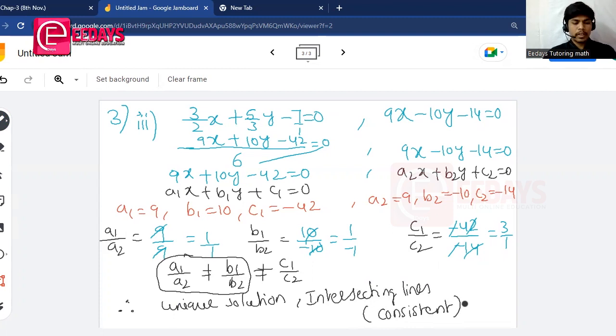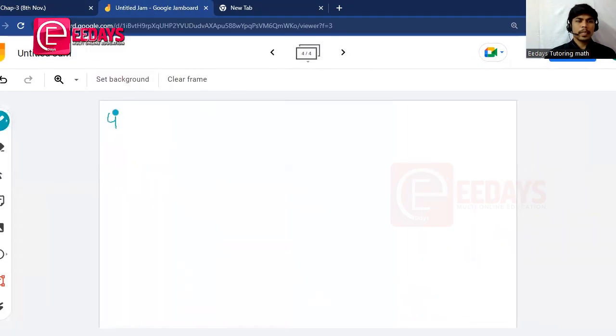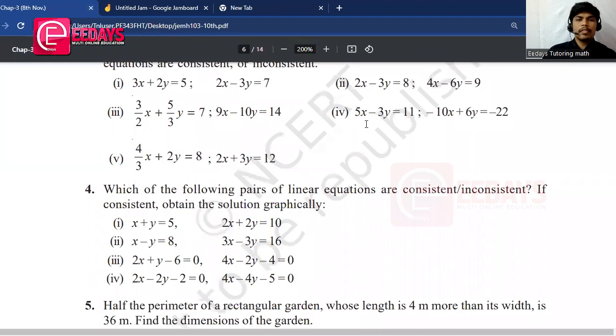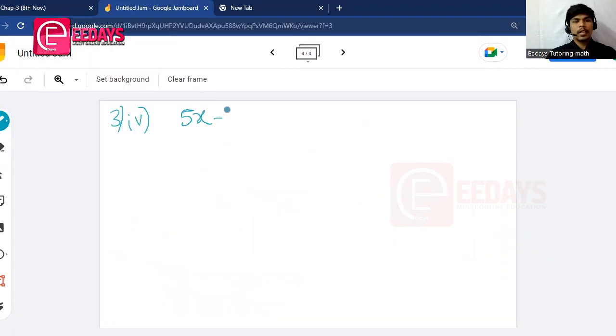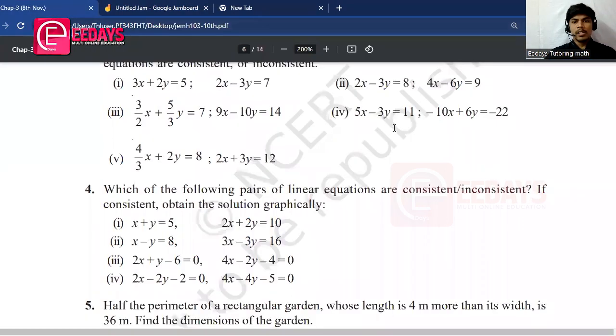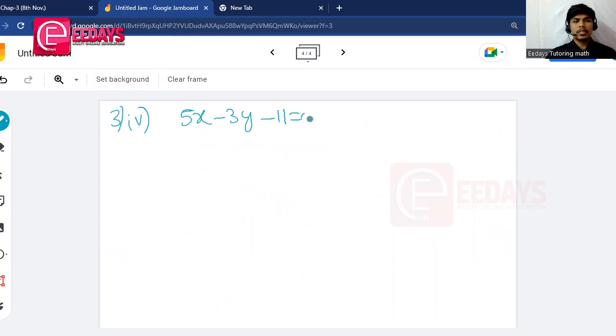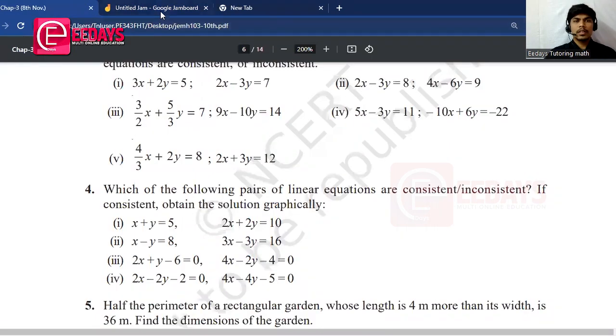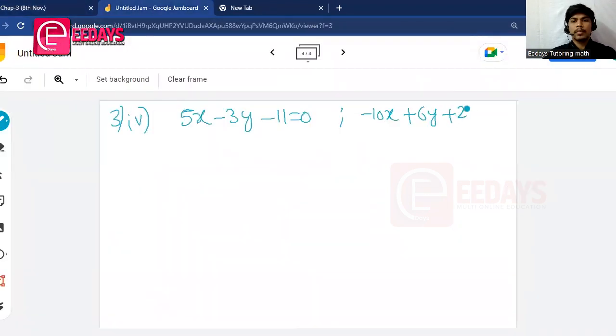Please raise your hand if you have any doubts. All right. Shall we move on to the fourth question? Let's do the fourth question. They have given 5x minus 3y. Just transfer 11 to the other side, it becomes minus 11 is equal to 0. And minus 10x plus 6y minus 22, if we transfer to the left-hand side, becomes plus 22 is equal to 0.